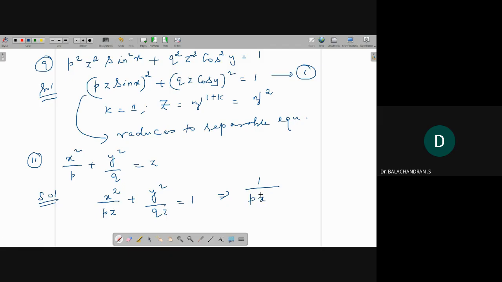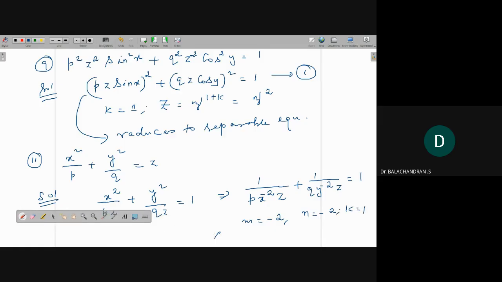x power minus 2 z plus 1 by q y power minus 2 into z is equal to 1. Now, what is the value of m here? Minus 2. N is what? Minus 2. K is what? 1.